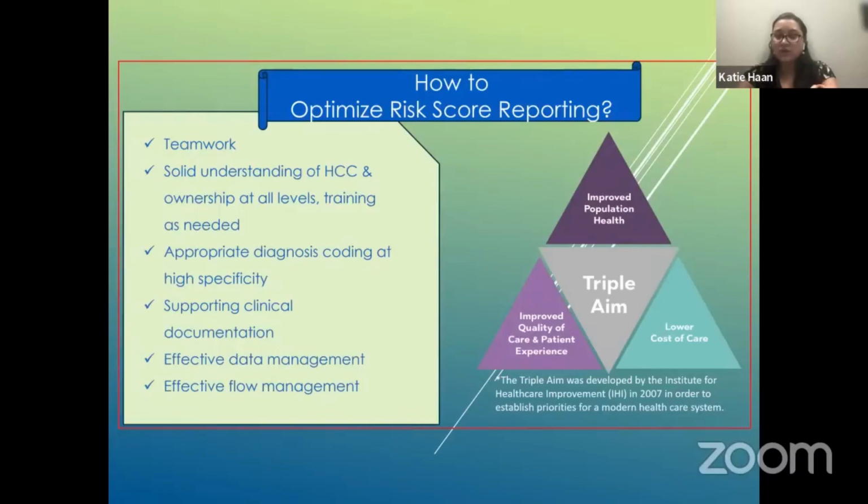And the insurances are pulling this quality metric based off of the diagnoses that we're billing. So we have to have a solid understanding of HCC and ownership at all levels, from the provider up until the person who's correcting these claims. We need to do training as needed. Really, we also need to start at the beginning with appropriate diagnosis coding at high specificity. So if we recognize that the patient has these compounding problems, we want to make sure we're getting that from the start. Supporting clinical documentation, effective data management, and effective flow management all work together for this.